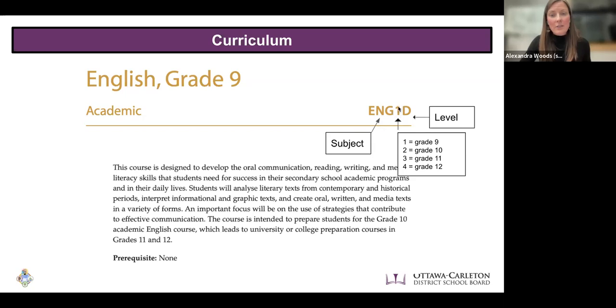So this indicates English. There will be a number after the first 3 letters, and that indicates what grade the course is offered in. So a 1 indicates the first year of high school, grade 9, a 2 indicates the second year of high school, grade 10, etc. And then the last letter on the end indicates the level. However, in grade 9 and 10, there is only one level of English, and that's grade 9 and 10 English.